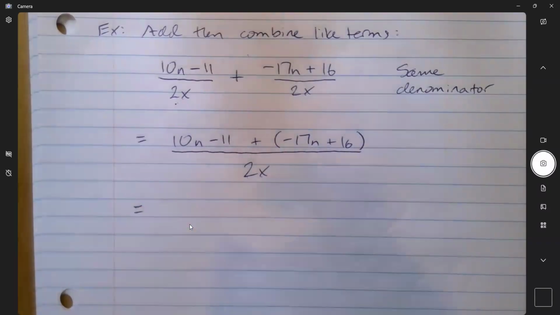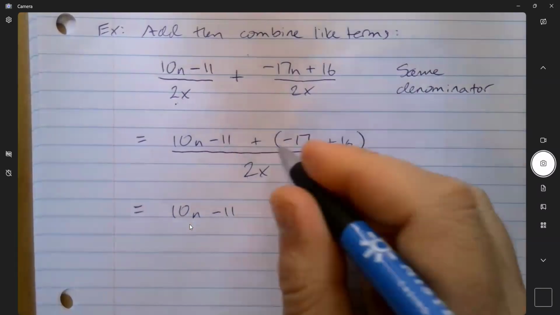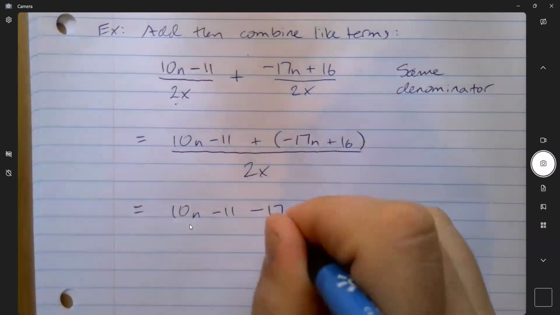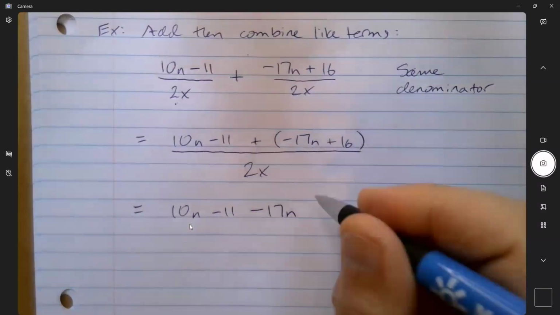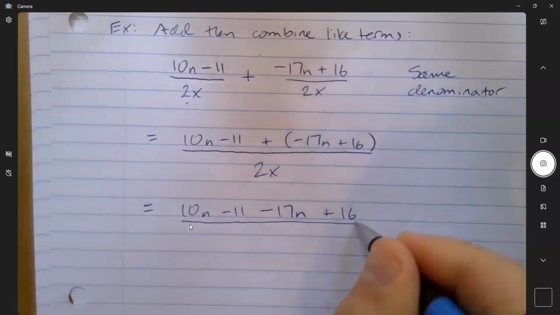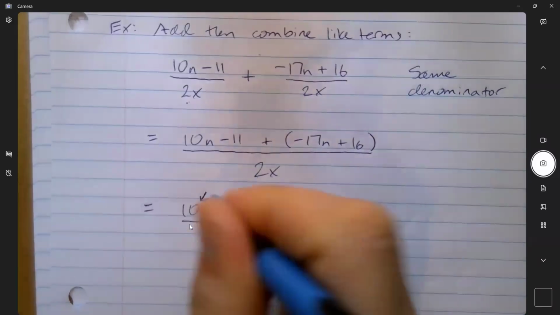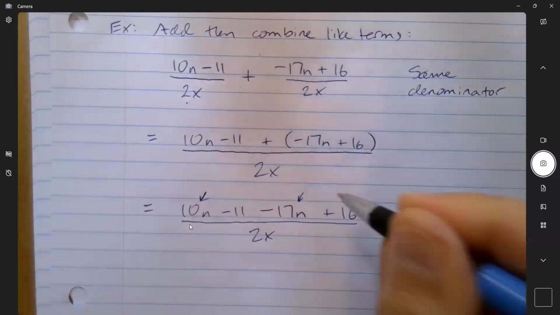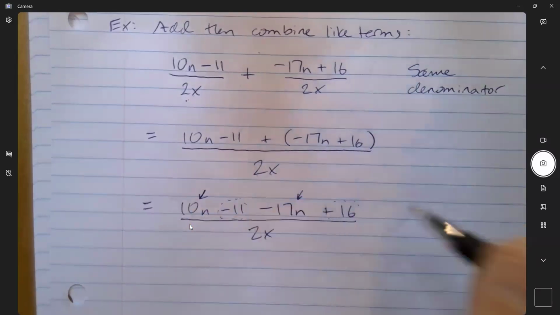Now I'm going to combine like terms. 10n minus 11 plus negative 17n is negative 17n, or minus 17n. And then plus the positive 16 gives me plus 16. Divide all that by 2x. I combine like terms. I have a 10n and a negative 17n. And I've got a negative 11 and a positive 16.